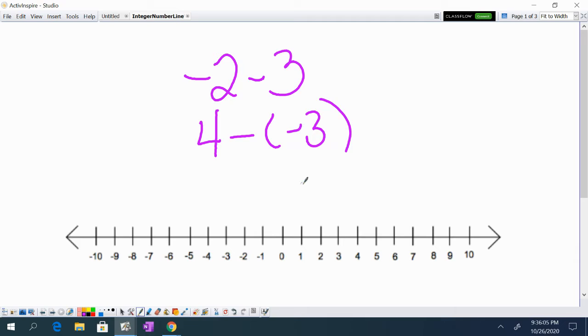I have -2 minus 3. If I want to put that on the number line, my first move would be to -2, and then it's -3 would end up at -5. So my answer should be -5.